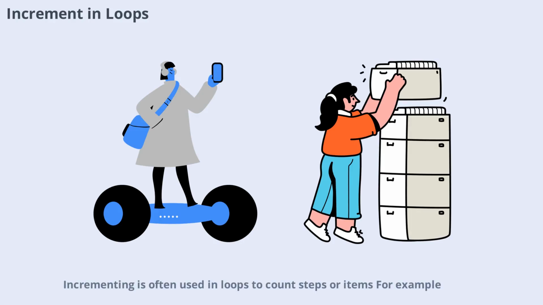Incrementing is often used in loops to count steps or items. For example, moving through a list or updating a score. In JavaScript, the increment operator makes these tasks simple and automatic, saving you time and effort.